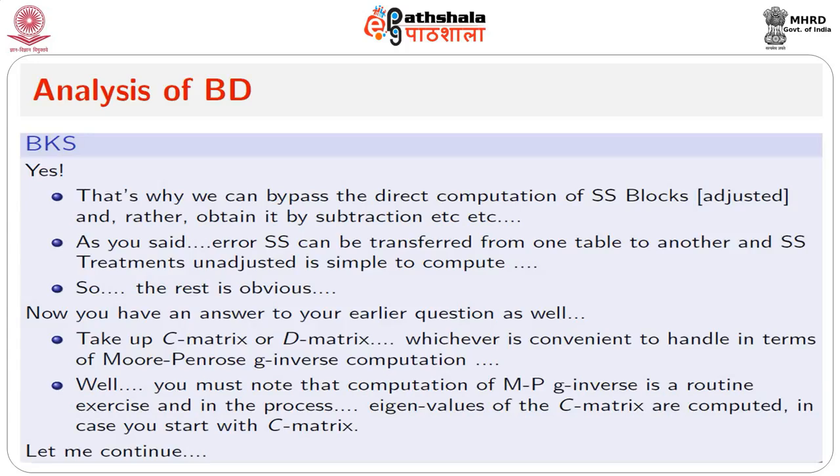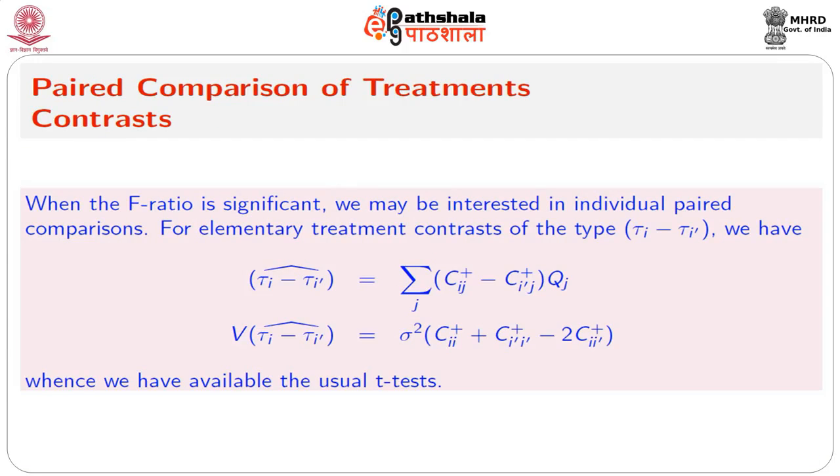So let me continue. When the F ratio is significant, we may be interested in individual paired comparisons. For elementary treatment contrasts of the type tau i minus tau i prime, with i not equal to i prime, we have tau i minus tau i prime estimated equal to the expression shown, and the expression for the variance is given by this. Hence, we have available the usual t-tests.